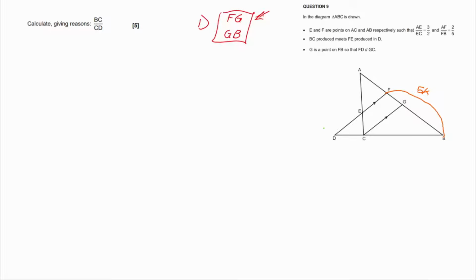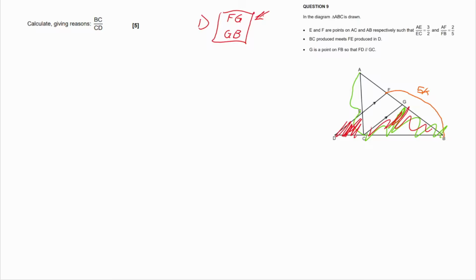Again, if we ignore this bit and this bit, we know that FG is here and AF is here, but we also have this side in proportion. So let me use orange here. Let me get rid of this in red. This little triangle here.